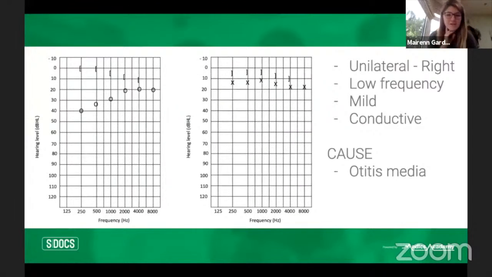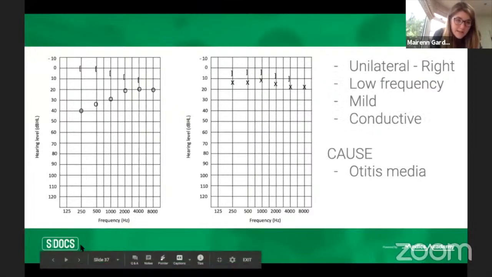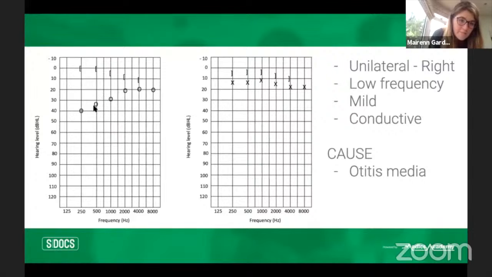So going over some examples for you now. So in this case, if you can see that the left ear is normal, so your air conduction is between 0 and 20, and so is your bone conduction. Your right ear, however, has low frequency hearing loss. So in these low frequencies, between about 250 to 2000, you've got mild hearing loss.